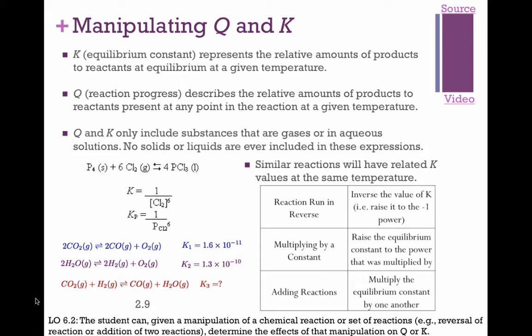Now you could be asked questions about this K value. What does it mean if K is greater than 1? Products are favored. Right, if K is greater than 1, products are favored. Now it's not very much greater, so you're probably only going to have a small amount of extra products.